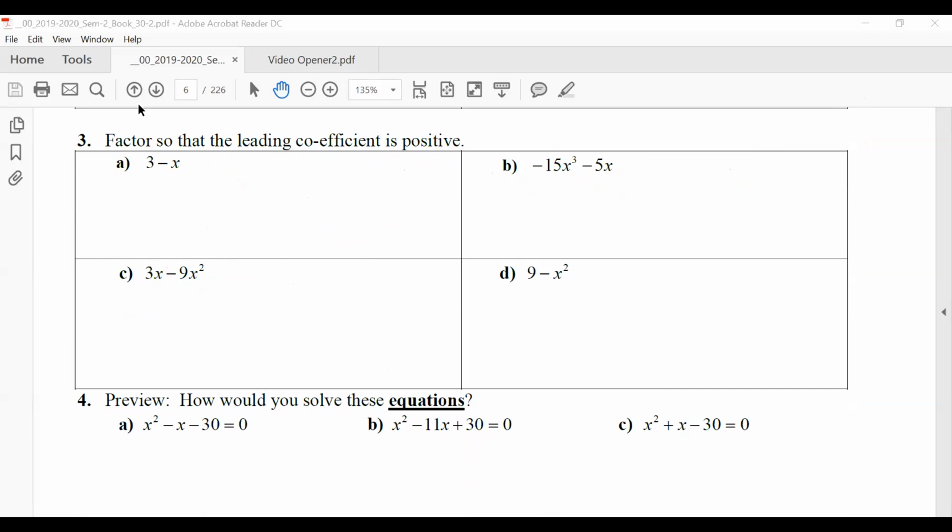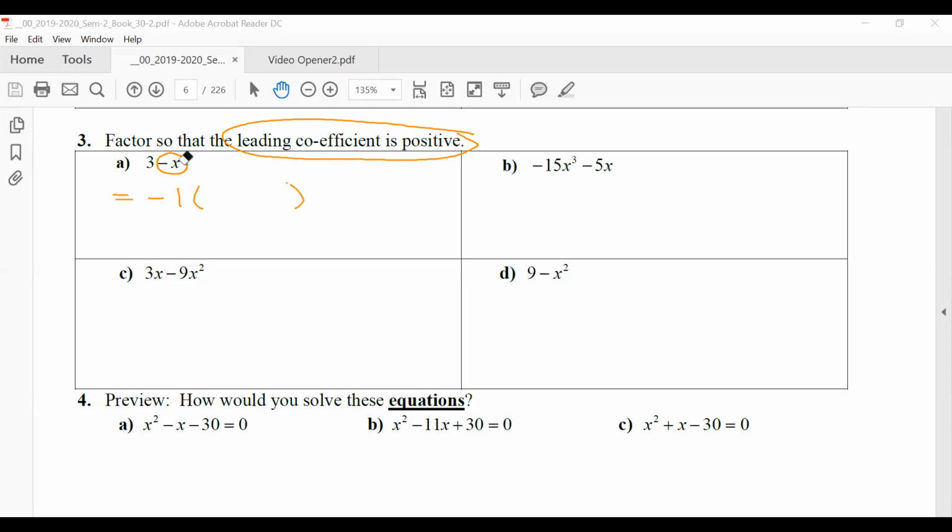This one says factor, so the lead coefficient is positive. You've never done something like this before, but we're going to try to make this my highest exponent, my highest degree, positive. Hey, wait a minute, we did that a few minutes ago. So what I'm going to do is I want that to be positive. So to do that, I'm going to factor out a negative 1.